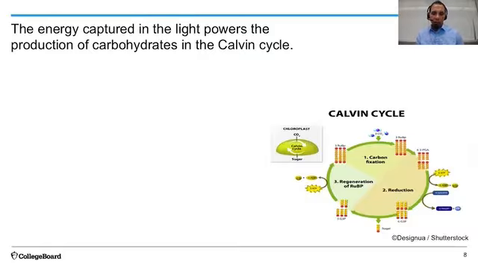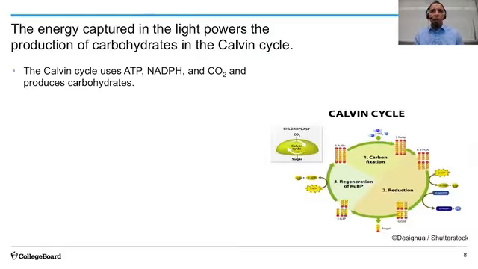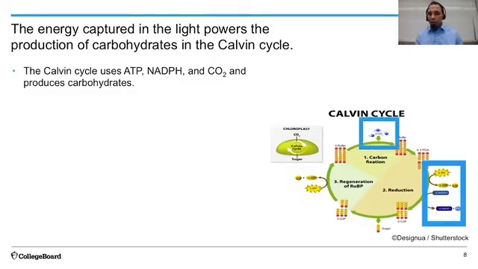And so finally, our last main idea is that the energy captured in the light powers the production of carbohydrates in the Calvin cycle. So the Calvin cycle uses the products of the light-dependent reactions, ATP and NADPH, and carbon dioxide, which is brought in, it's not a product, and produces carbohydrates. And so there you go, in that blue box there, we see the ATP coming in, we see the NADPH, again, those are coming in from the light-dependent reactions. There's our CO2 coming in from the atmosphere, which I'm going to allude to here in another bullet, and down there at the bottom, there's our sugars.